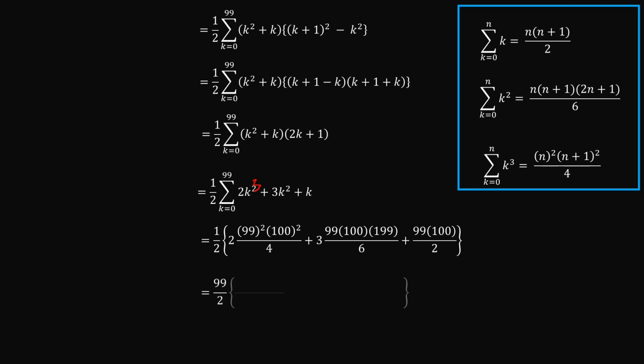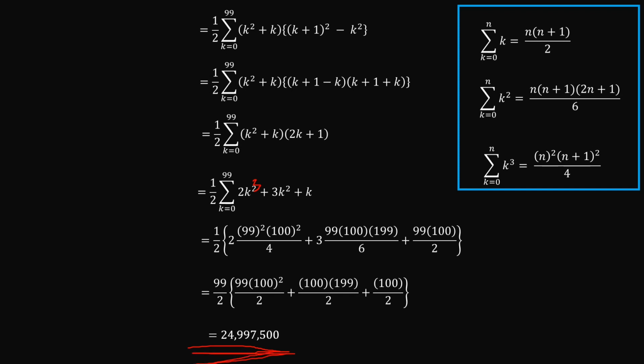So when you add up these values together, you eventually get 24,997,500. So this is our final answer. Very interesting problem, but the answer is straightforward.